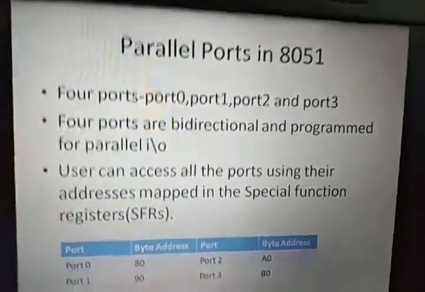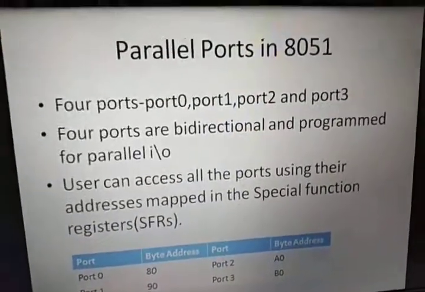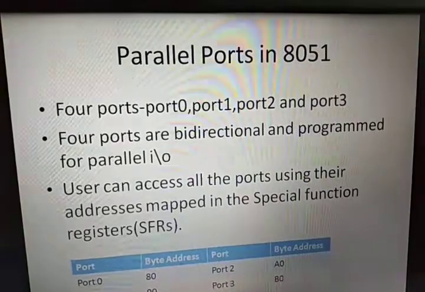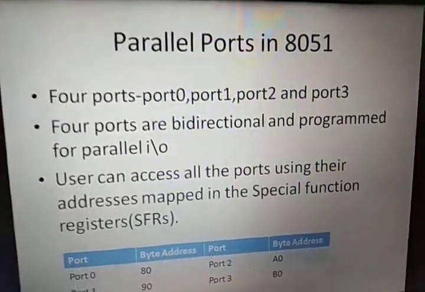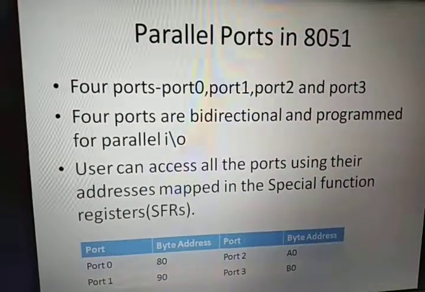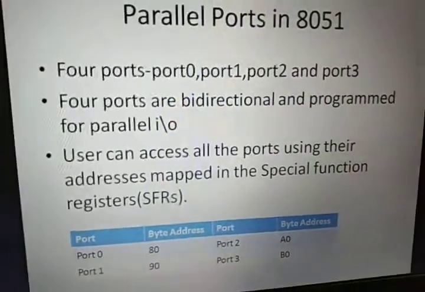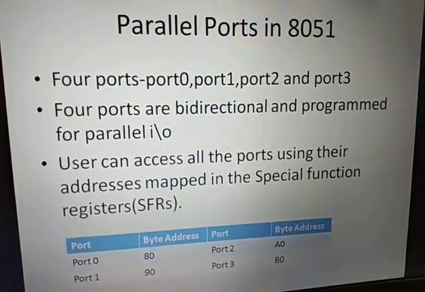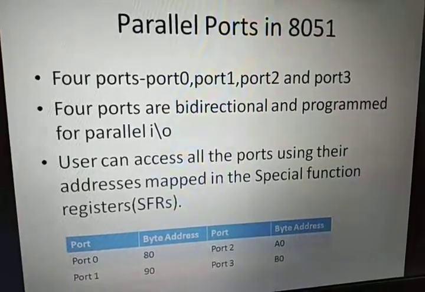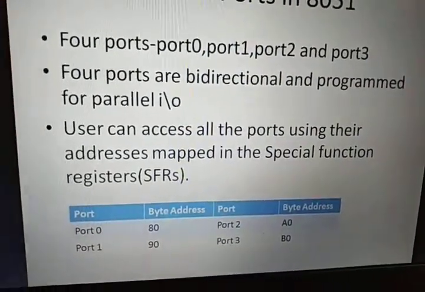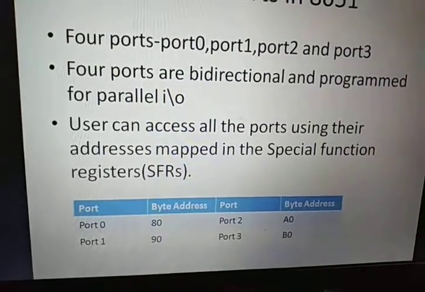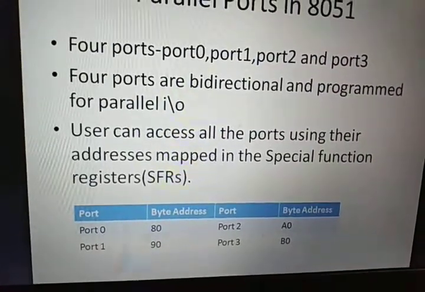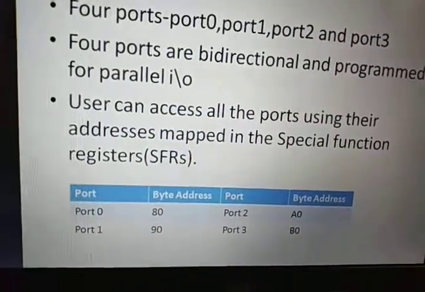First, coming to the parallel ports, there are four parallel ports in the 8051 microcontroller: port 0, port 1, port 2, and port 3. These four parallel ports are bidirectional and programmed for parallel I/O. That means at a time 8 bits can be read or written to the I/O devices from the microcontroller. The user can access all the ports using their addresses mapped in the special function registers.